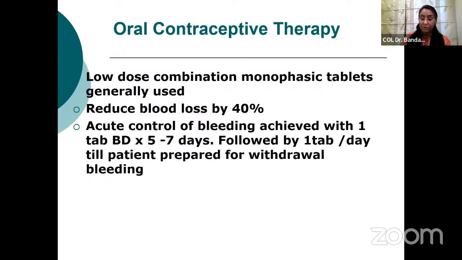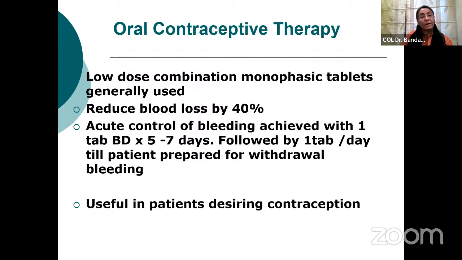Now, it is also given over a period of 21 days. If the bleeding is excessive, we may even give a dose which is twice a day for 5 to 7 days, followed by 1 tablet a day for completion of 21 days. Each individual's requirement has to be customized. It is not mathematics that one can say, okay, give this, give this, give this. No, you have to see the response of each individual. First, try and see what is the underlying cause.